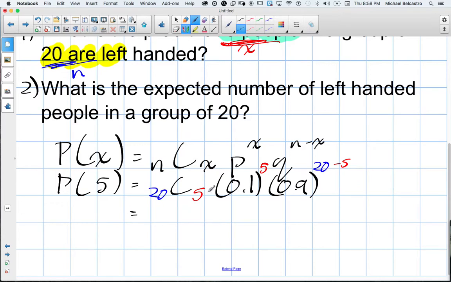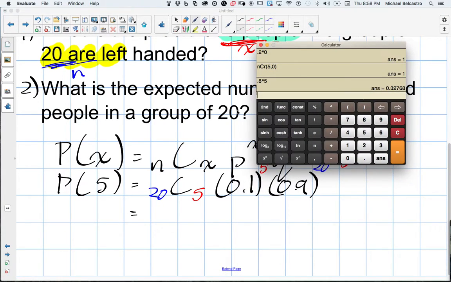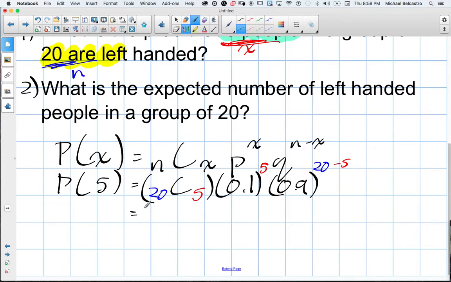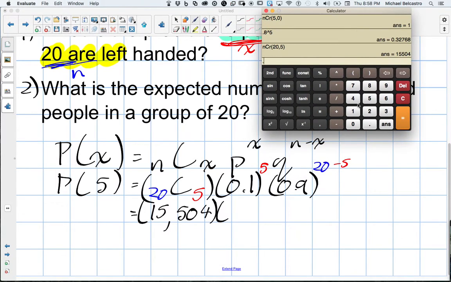So we'll go about solving this one step by step. We need a combination first. So our combination has 20 trials, and 5 of them are going to be, how many different ways can we choose 5 people? 15,504. So this is equal to 15,504. Then we're looking at a probability of 0.1 to the power of 5.